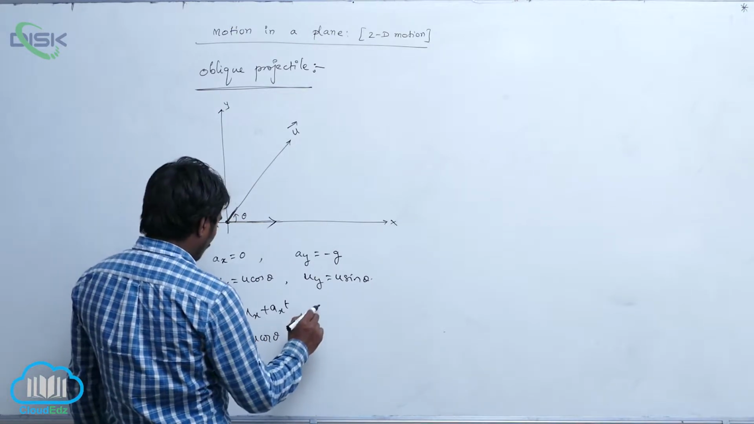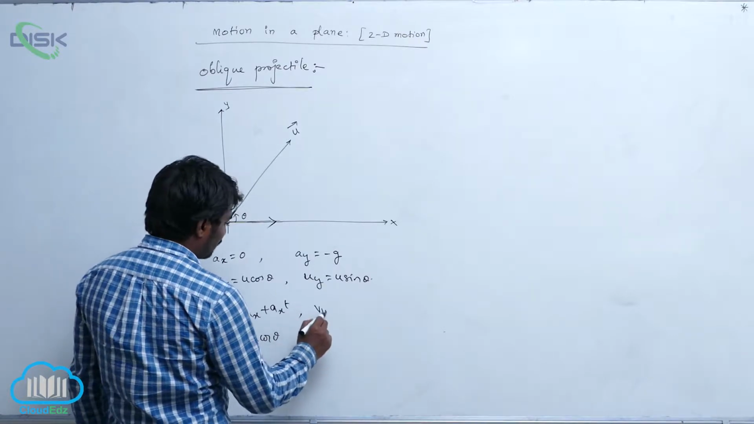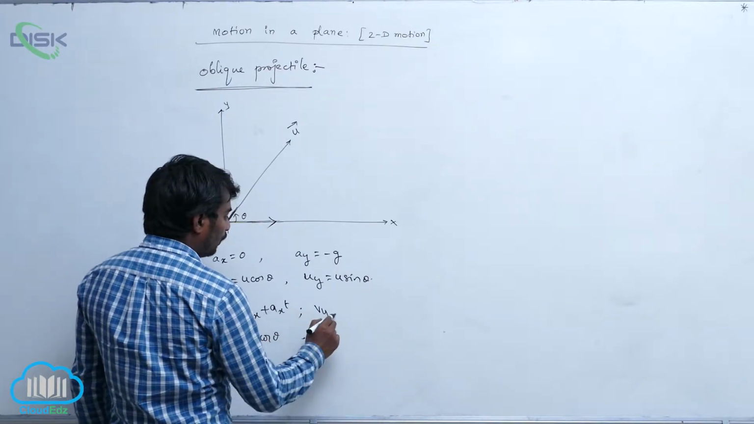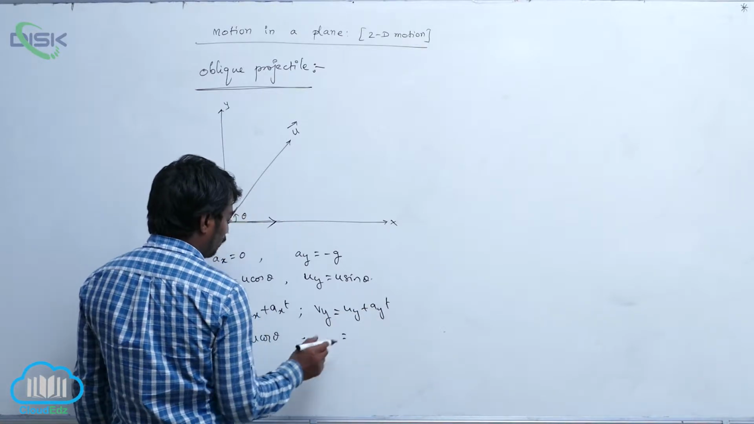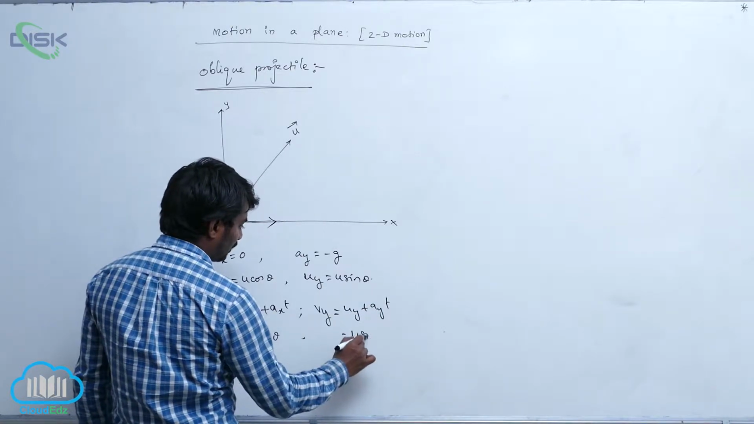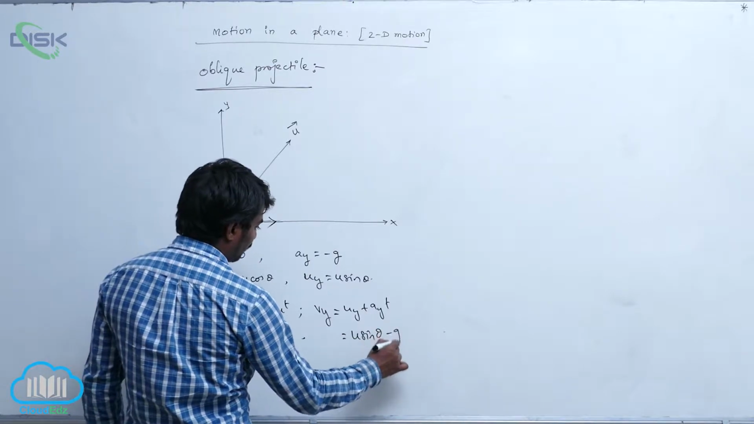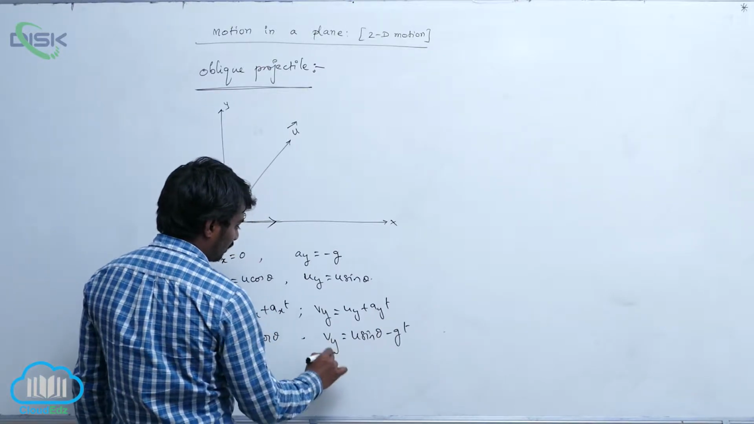Next, Vy is equal to uy plus ay into t. uy is u sin theta and ay is minus g, so Vy is u sin theta minus gt.